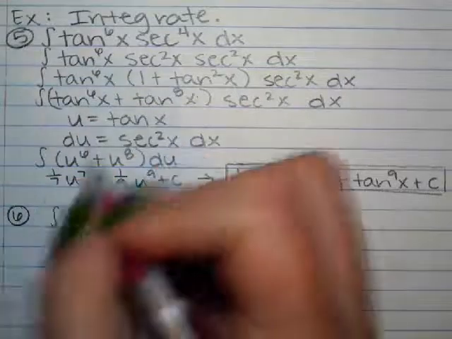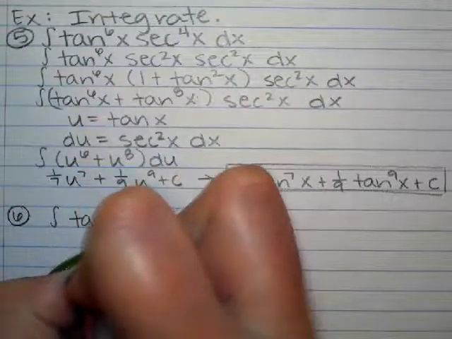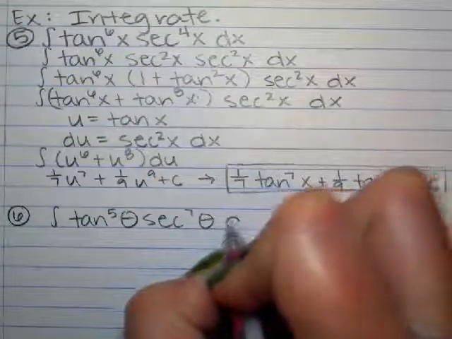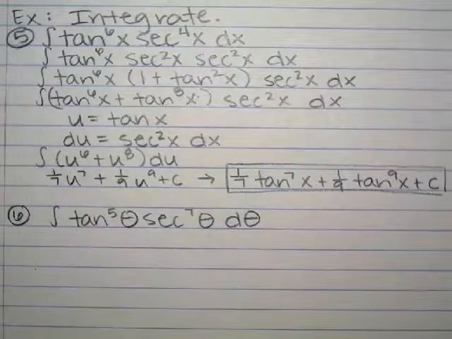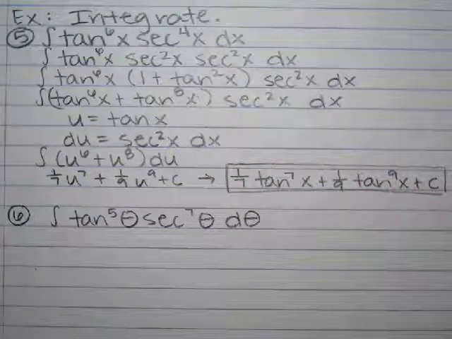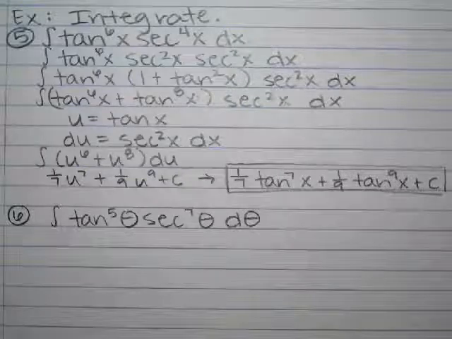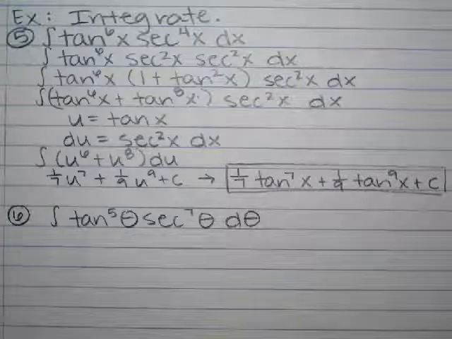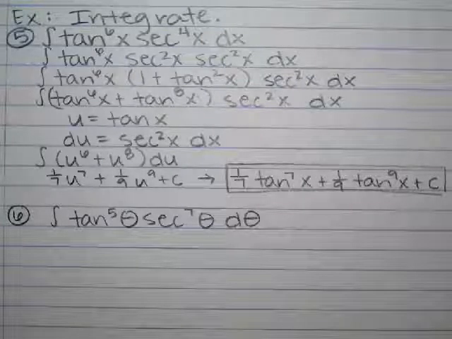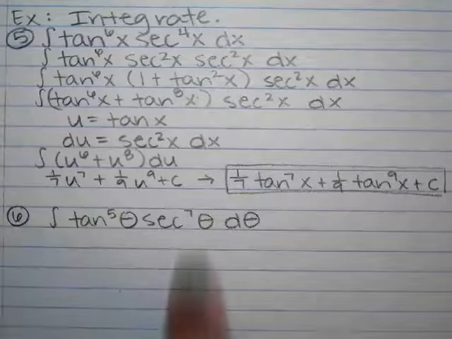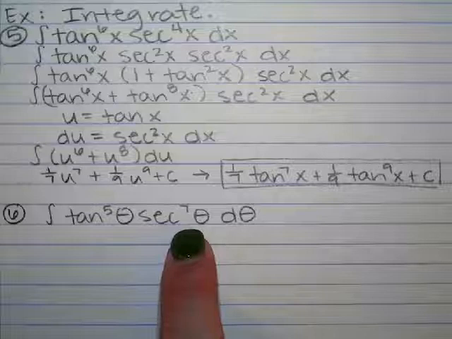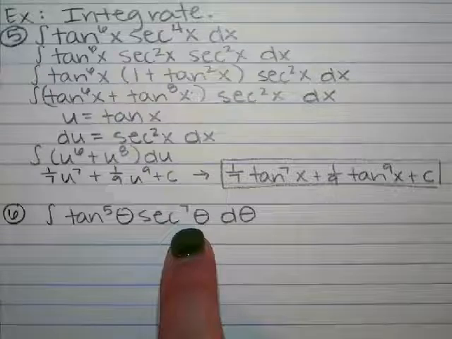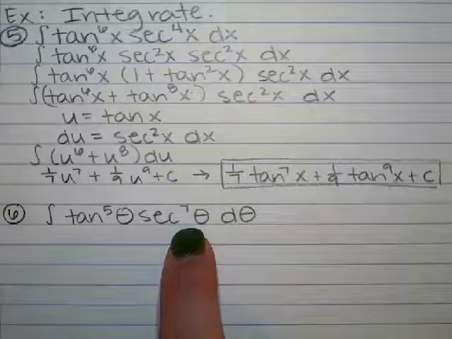Tan to the fifth theta, secant to the seventh theta, d theta. So is the derivative that we have secant squared, or is the derivative that we have secant tan? Secant tan. If we were to take out a secant squared, then we would have all odd exponents that would not be helpful, right? We wouldn't be able to convert all into one thing. So if we take out one secant and one tan, that leaves us with even exponents, which we can then use the Pythagorean theorem to convert all into one thing.